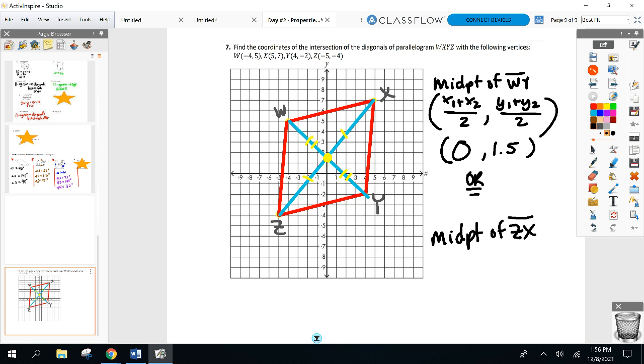Okay, if it says graph tonight, make sure you graph. Tuesday is the quiz. Tuesday.